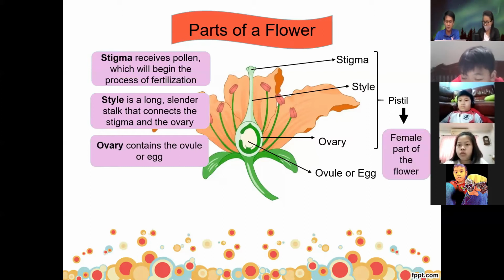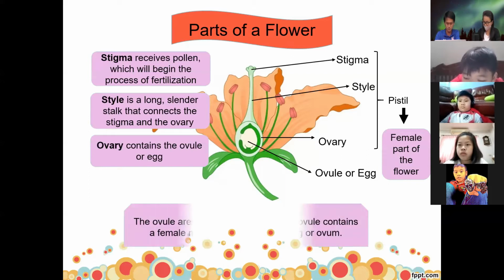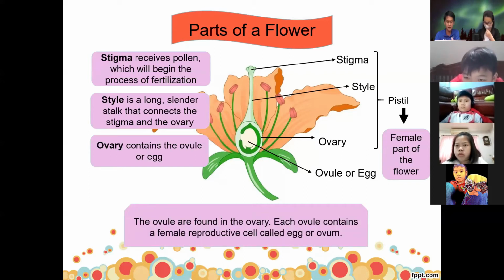Pistil is the female part of the flower. The ovules are found in the ovary. Each ovule contains a female reproductive cell called egg or ovum.